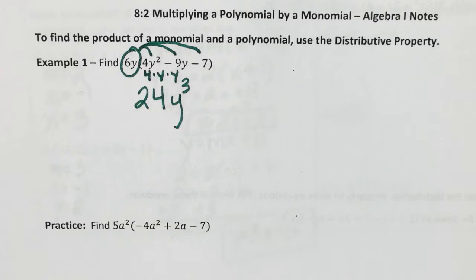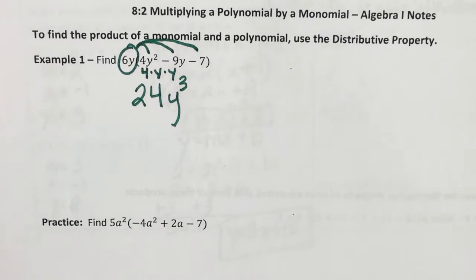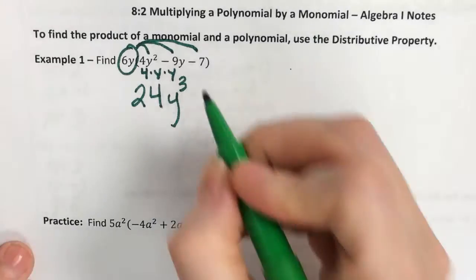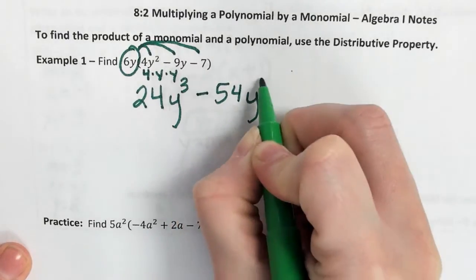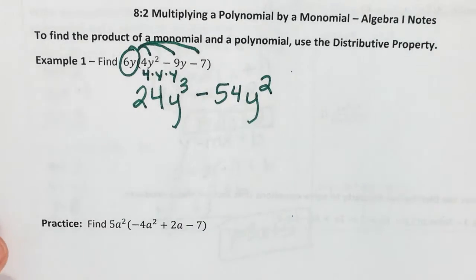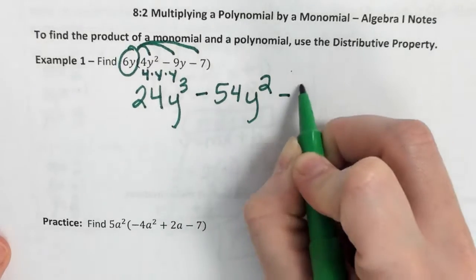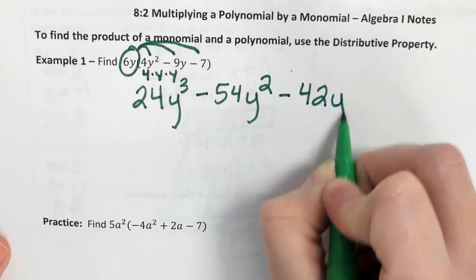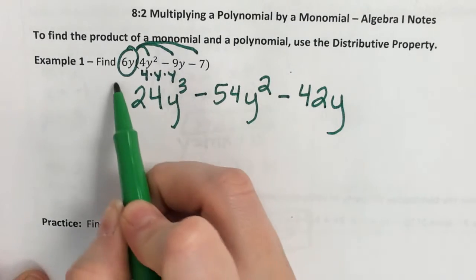Okay, so if I continue distributing this, I have 6y times 9y. So I multiply the coefficients, add the exponents. This is going to be 54y squared. Right, and then 6y times 7, 42y. So now I need to look through this and see, do I have any like terms? No, because they all have different exponents. They have to be the same variable, same exponent. This is my answer.